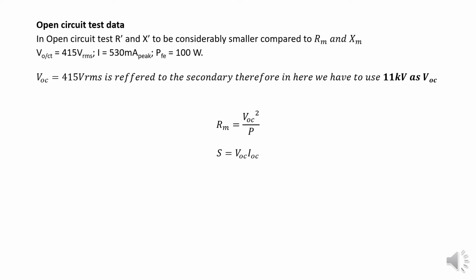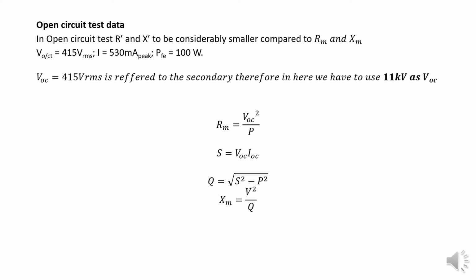This is the RMS current, right? So using these P and S values, you can find Q. If you have Q, you can find Xm. Again, V squared means VOC squared, divided by Q. Again, it is 11 kilovolts, right? And so Xm you can find.